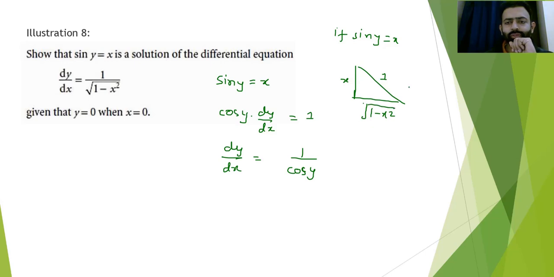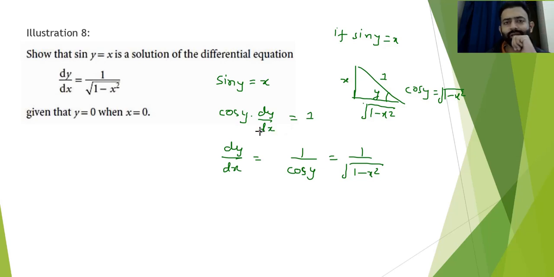So the value of cos y in this case, if this angle is y, and sin y is x, will be the square root of 1 minus x squared. So I can replace cos y and get 1 over the square root of 1 minus x squared. That means the function sin y = x is the solution of this differential equation. This is one way to prove this.